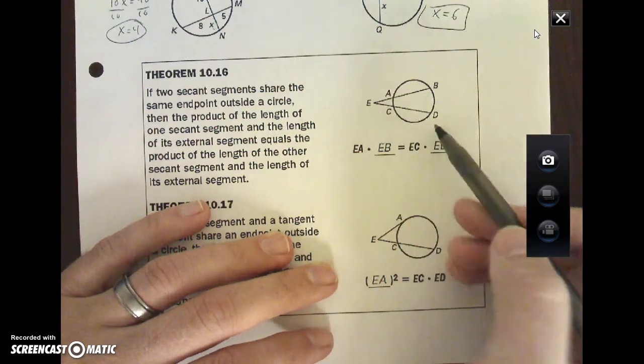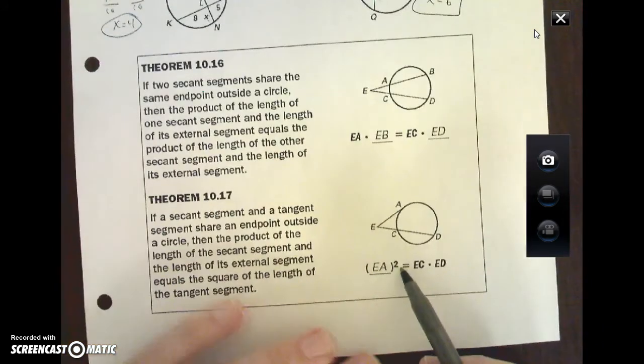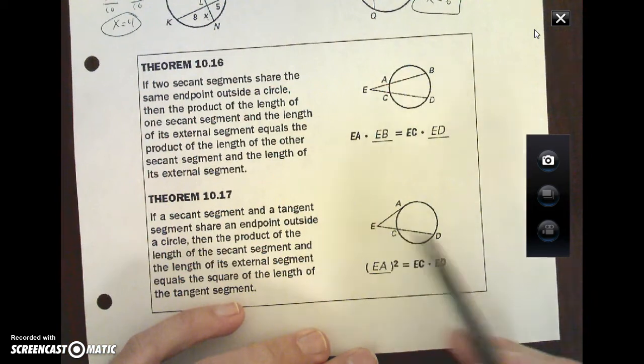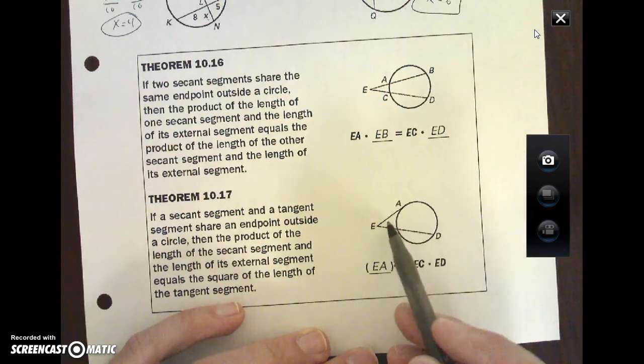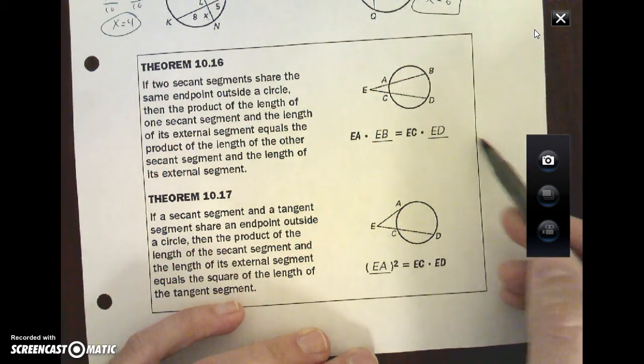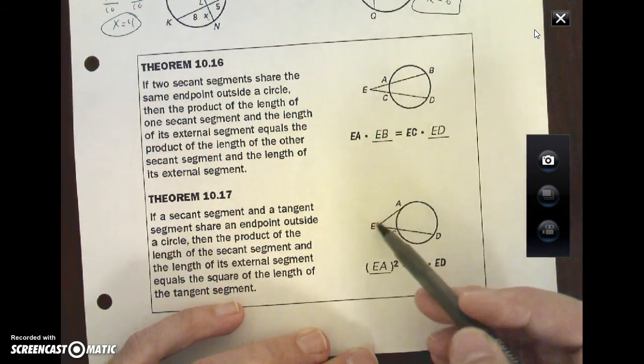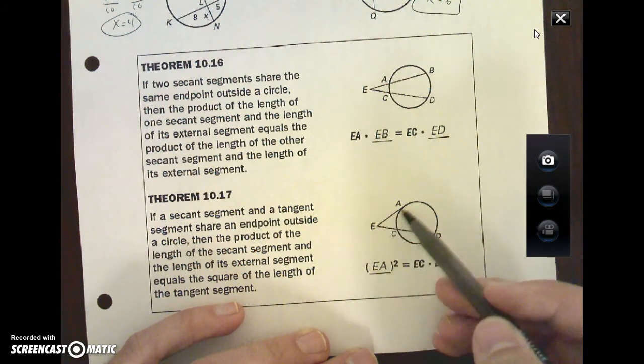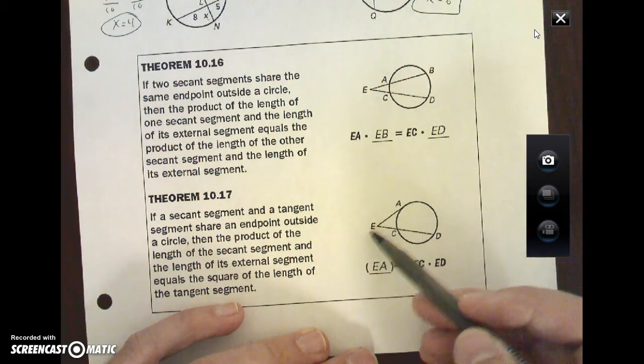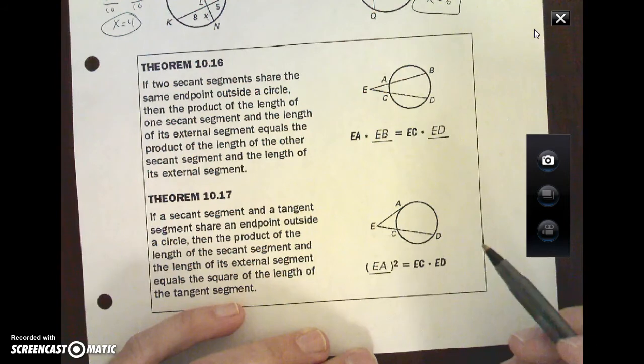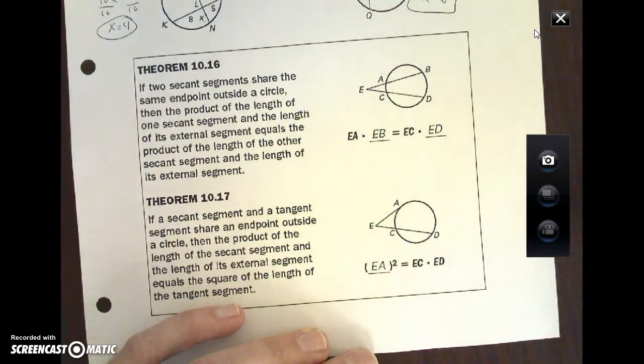Little piece, whole thing. This is the same thing, except please note that this is a secant cutting through it and this is a tangent. So when we do the EC part, it's EC times ED, just like up here. But for the EA, all we're going to do is this times itself. EA squared. EA times EA. It's in the game. Any gamer out there. Sorry. But let's take a look at some of these in action.